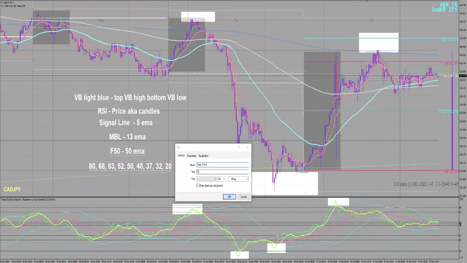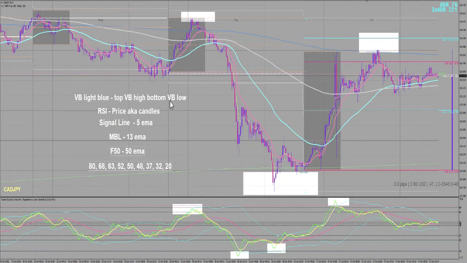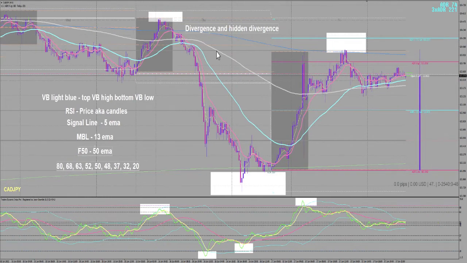Divergence and hidden divergence. And this goes for bearish and bullish. Actually, let me add one more, because that's still a part of divergence. So you have about 3 different types of divergence for regular divergence and for hidden divergence.